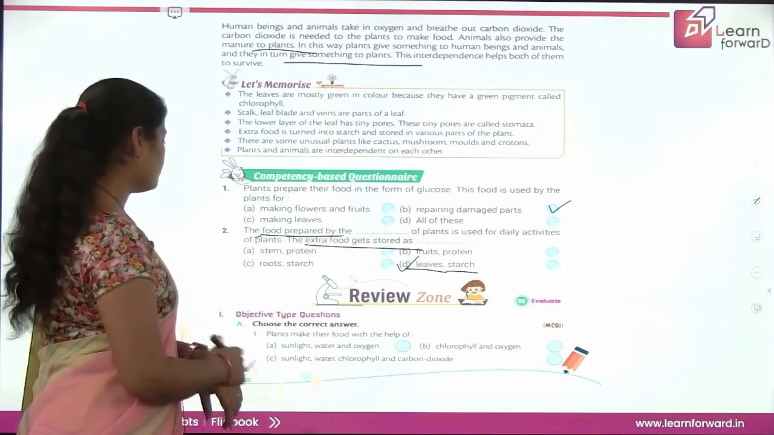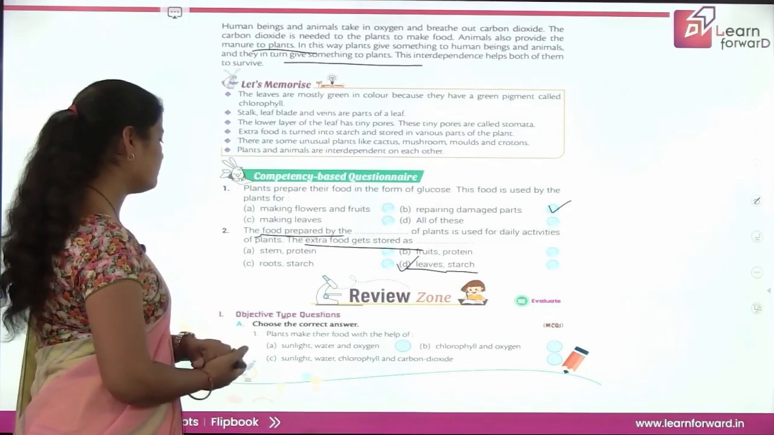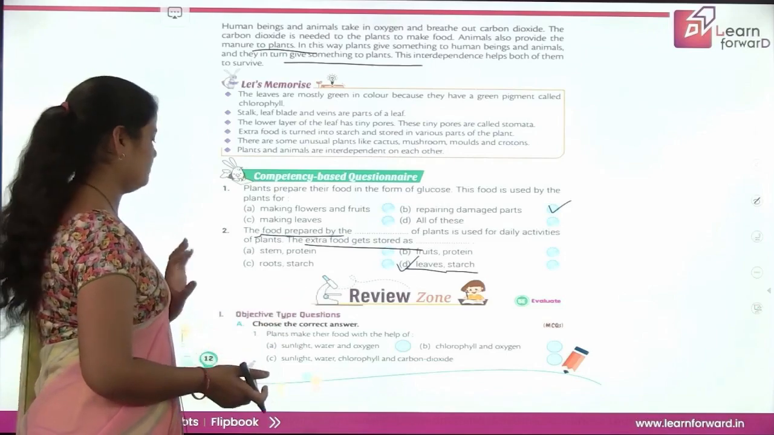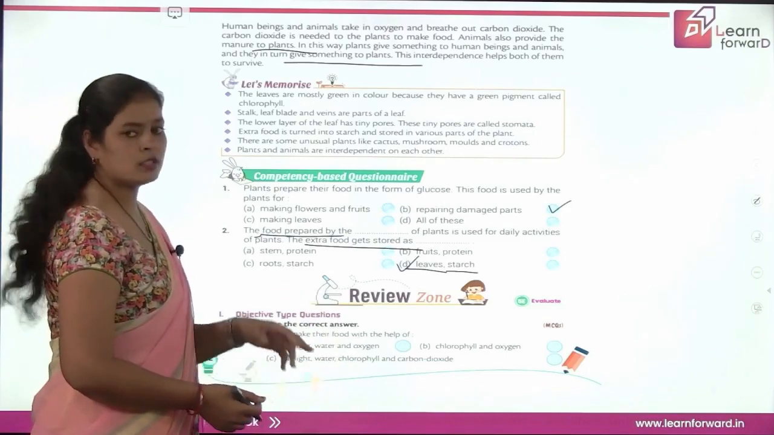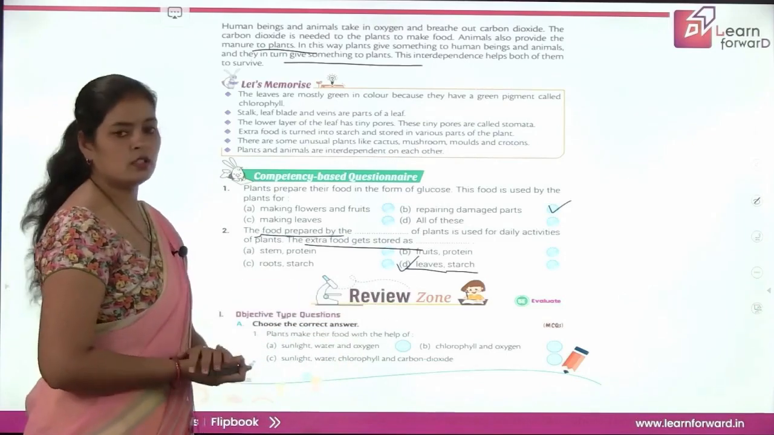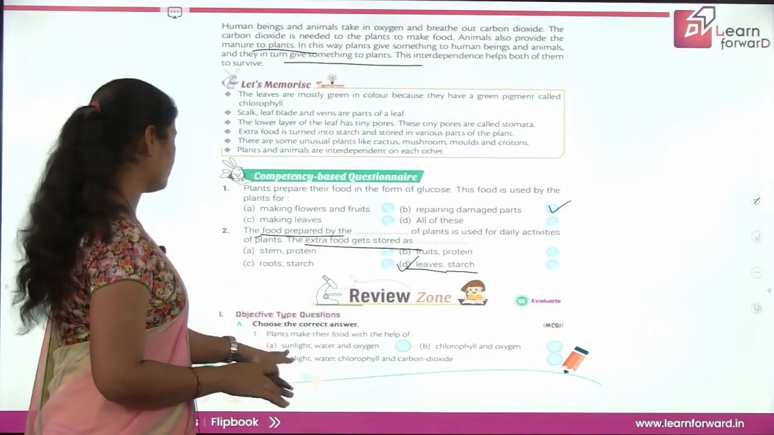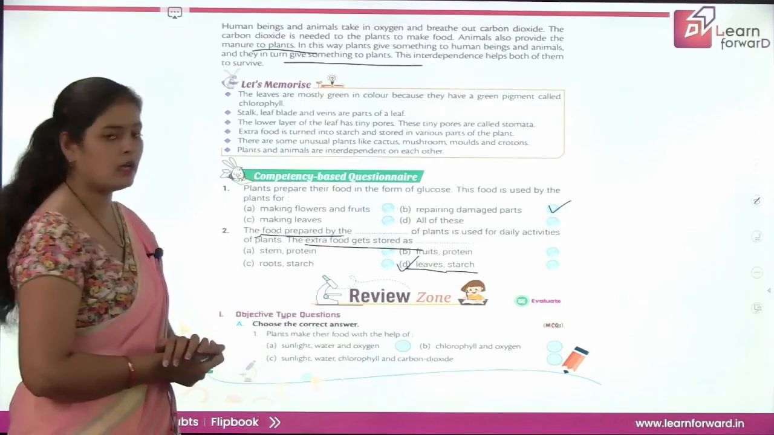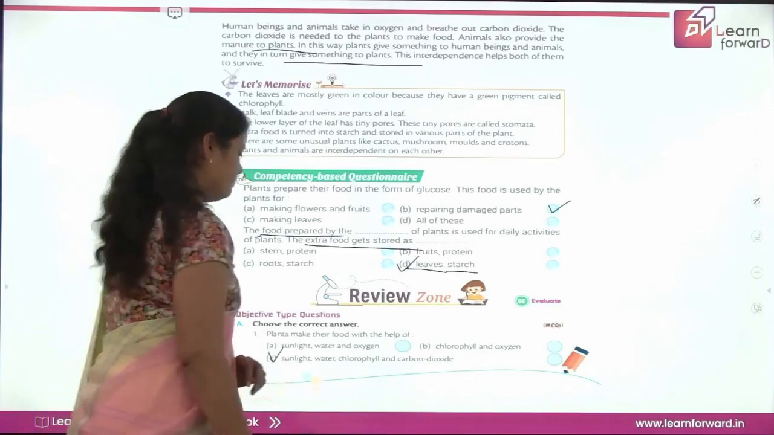Choose the correct option. Plants make their food with the help of what? Sunlight, water, oxygen? No, oxygen is liberated. Chlorophyll and oxygen. Oxygen is not at all required by the plants for photosynthesis. So sunlight, water, chlorophyll and carbon dioxide. This one is true. Okay.